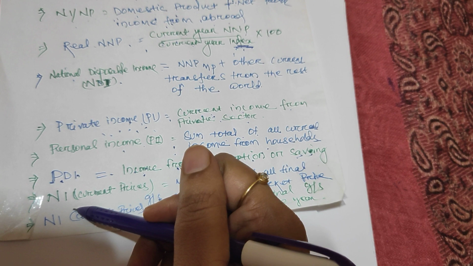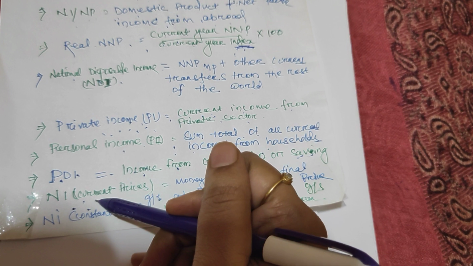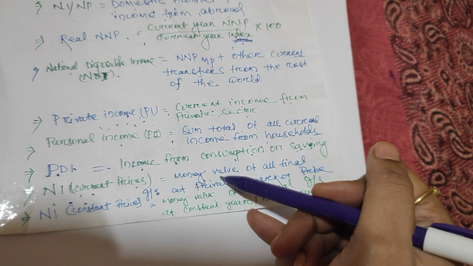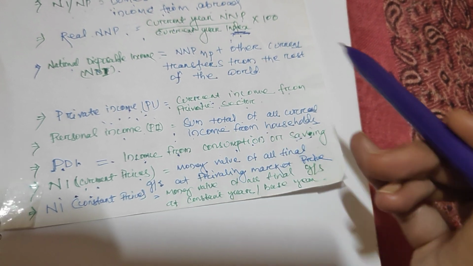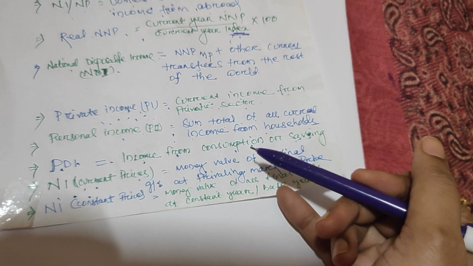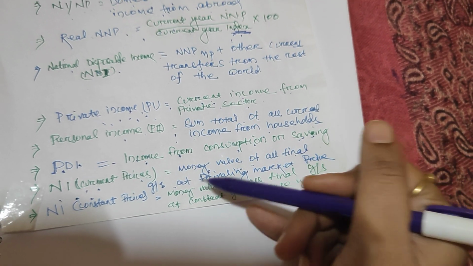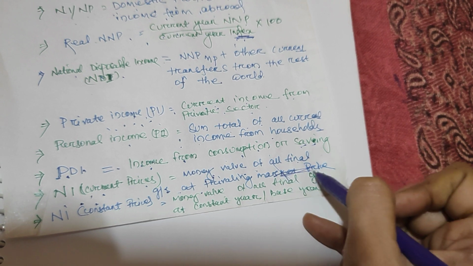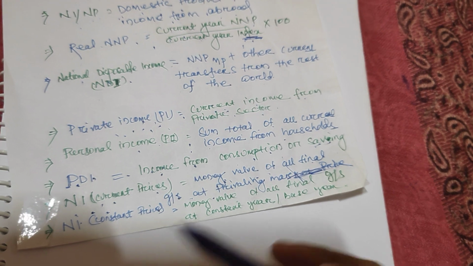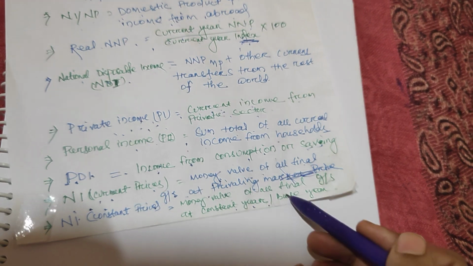Next we will come to NI, national income at current prices. National income at current prices is the money value of all final goods and services produced in a country during a particular year, expressed at market prices prevailing in that year. So what is important is the money value of all final goods and services at prevailing market prices. Get it? Then NI at constant prices: the money value of all final goods and services at a constant year or a base year.